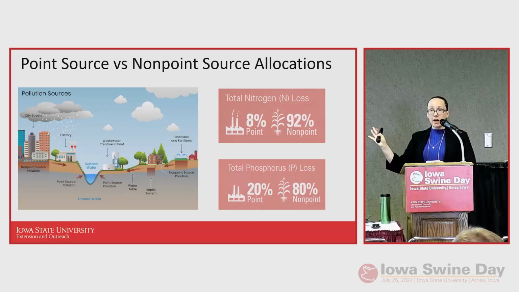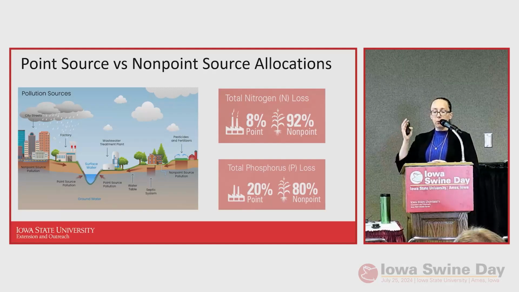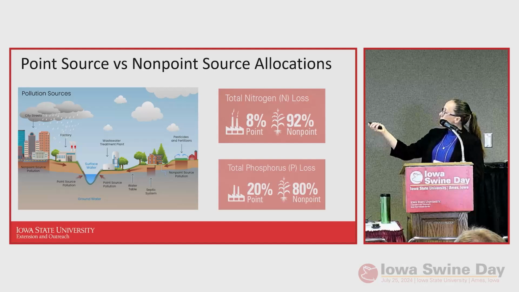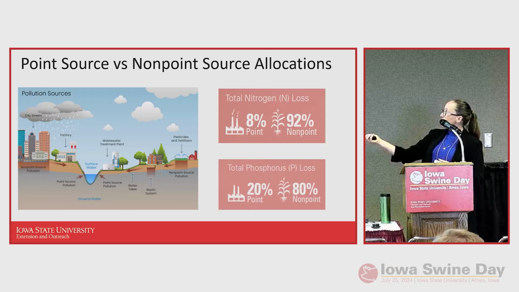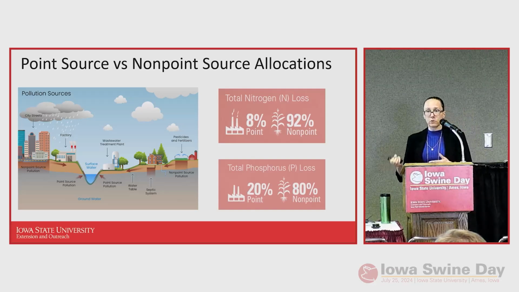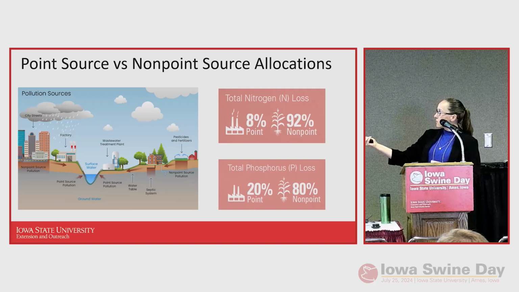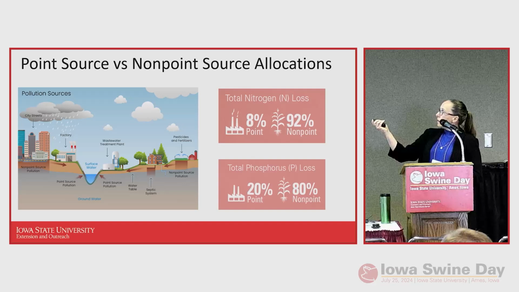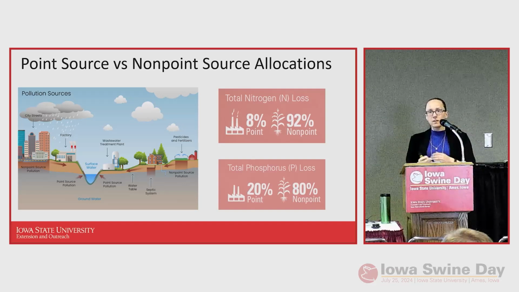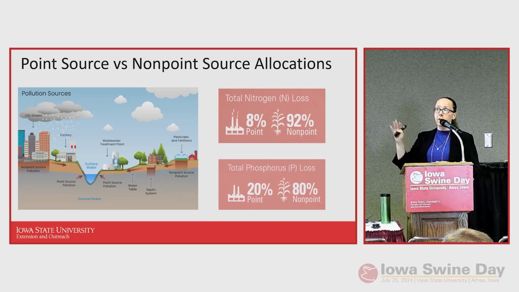So if we look at Iowa, these are numbers that were calculated in the reduction strategy looking at both point and non-point sources. About 8% of our nitrogen going into our waterways is coming from point sources. 20% of phosphorus is coming from point sources. And most of this phosphorus is going to be attributed to wastewater systems. Nitrogen, it's kind of close to that 8%, but there are some other factors associated with that. So that has been calculated.